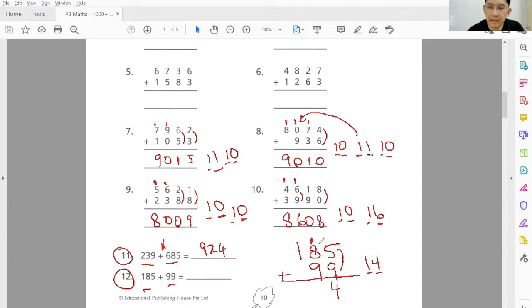Now, 8 plus 9 is 17, plus 1 is 18. Sometimes when we see these 3 numbers, boys and girls, we can do the 1 and the 9 first, because that is usually a lot easier in our head. 1 and 9 is already 10. 10 plus 8, which is a lot easier. 10 plus 8 is 18. Now 18.